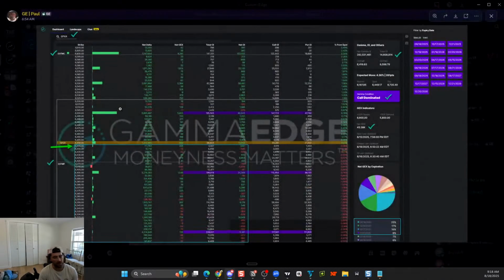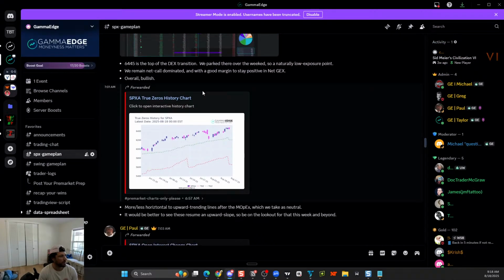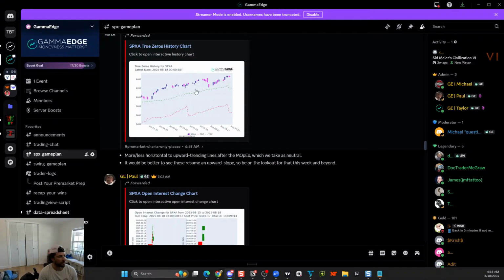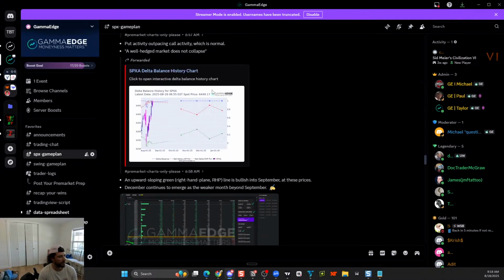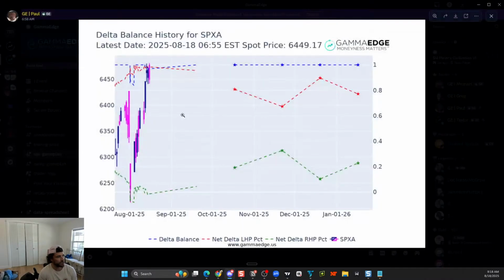Keep in mind, SPX-A is more of a swing trading duration as opposed to SPX-P and 0DTE, which we look at more on an intraday basis. Just going through other tools, feel free to read through this in the Discord itself. True zeros, trending sideways to higher, good to see. Delta balance command, again, is just looking out at future expirations and how folks are positioned, and day over day looking to see if we have any shape changes in those future expirations.